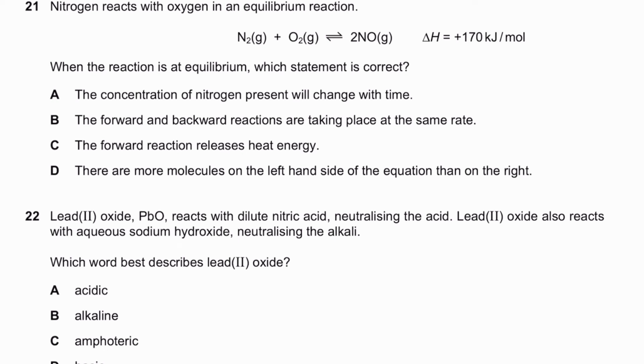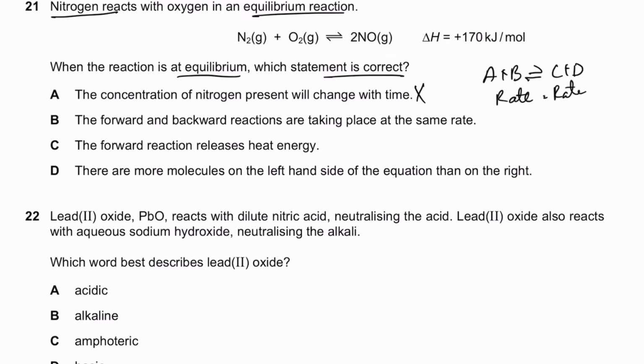Nitrogen reacts with oxygen to form an equilibrium reaction. Which statement is correct? When the reaction is at equilibrium, the amount of nitrogen present does not change with time. No, an equilibrium reaction means that the rate of the forward reaction equals the rate of the backward reaction. So the rates should be the same. The forward and backward directions are taking place at the same rate.